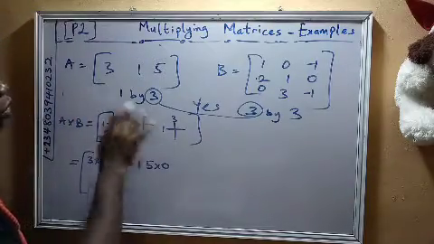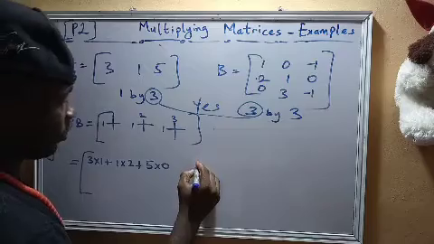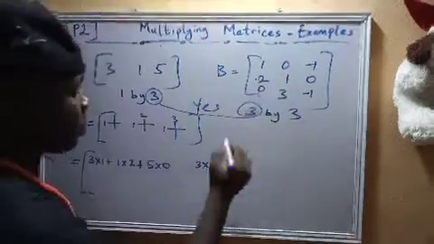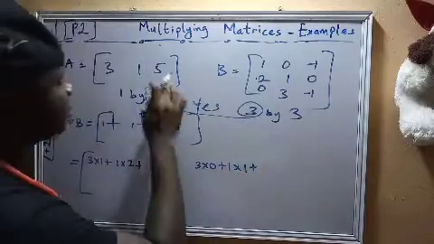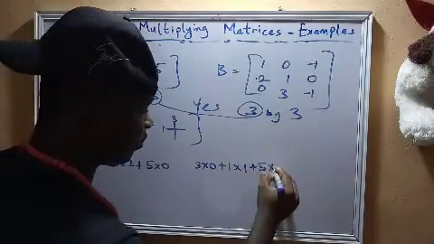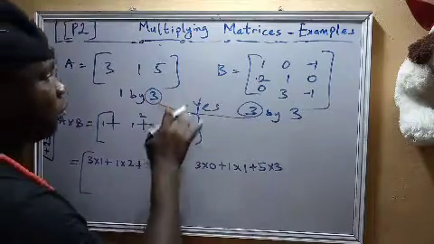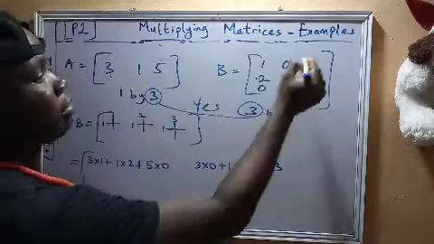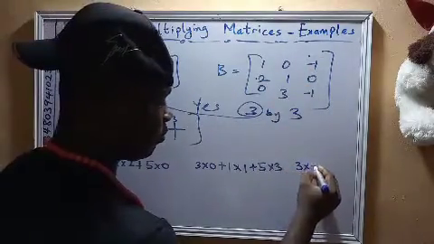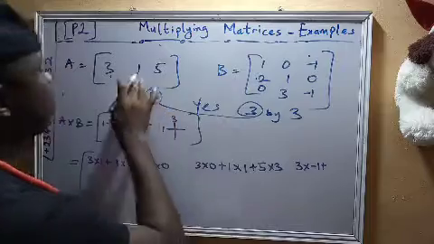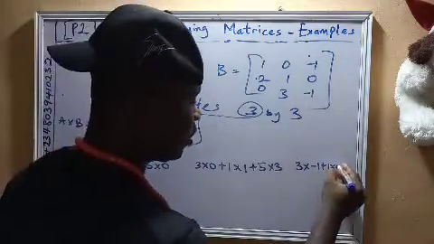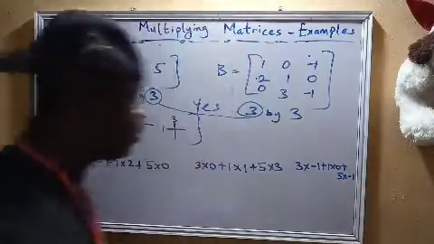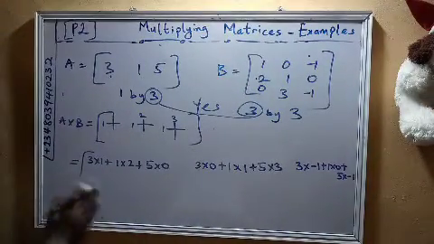Then the second one, first row, second column. So that's 3 times 0, plus 1 times 1, plus 5 times 3. Okay, we're done with that. So first row, third column: 3 times minus 1, plus 1 times 0, plus 5 times minus 1. Okay, so that means our answer is just going to be like that.